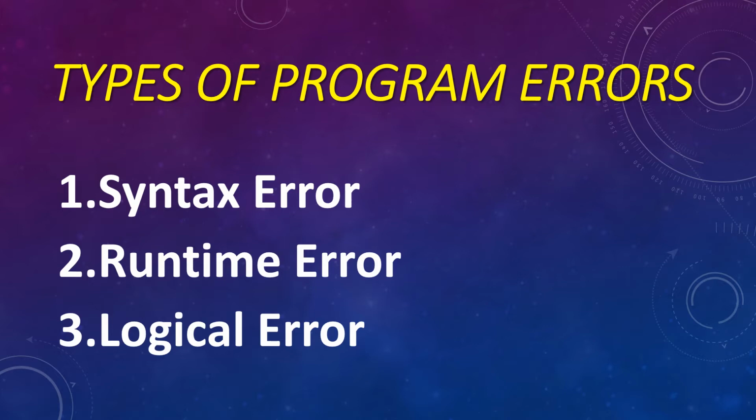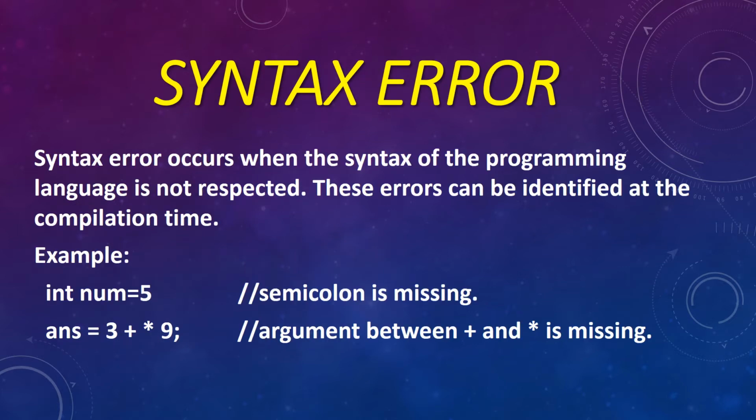Mainly there are three types of programming errors: syntax error, runtime error and logical error. One by one we will study these types of errors. First of all, the syntax error. A syntax error occurs when the syntax of the programming language is not respected. It means when you make a grammatical mistake according to that programming language, it will show the syntax error.